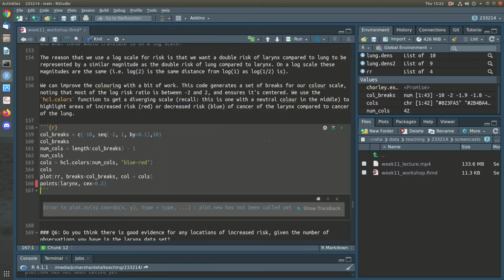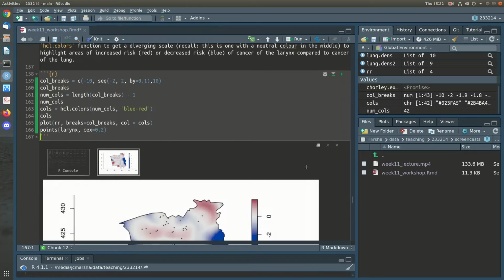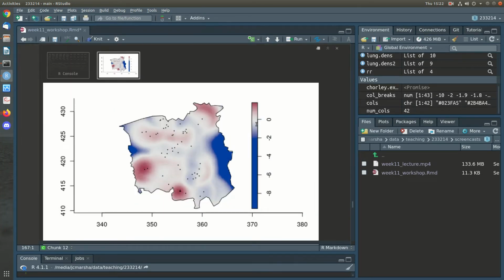Okay, so let's run all that. Now you can see that the colour scale is centered at 0. The neutral colour here, this grey colour, is at 0, so that's a neutral risk. The red is a positive risk, because the log risk is greater than 0, so risk is greater than 1, and the bluey colours are less risk.